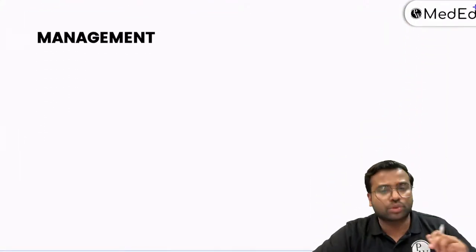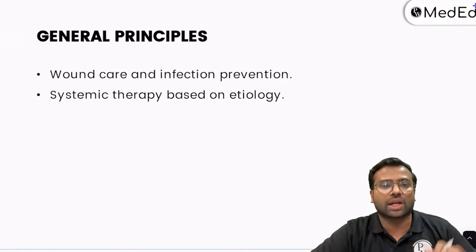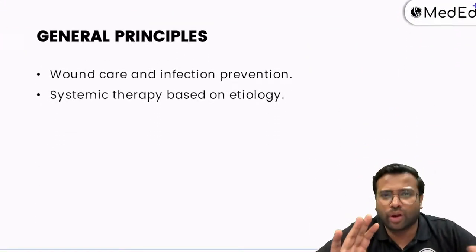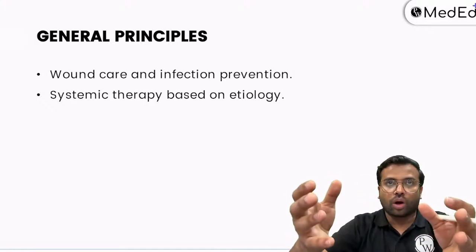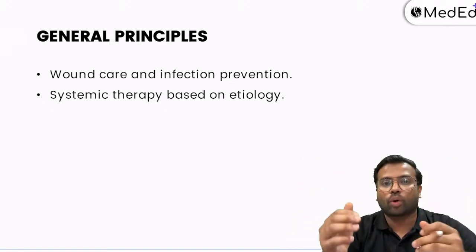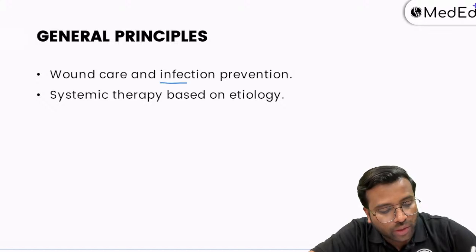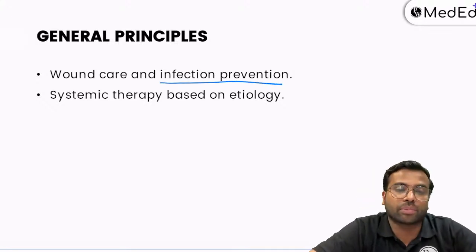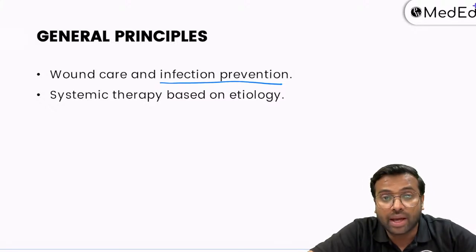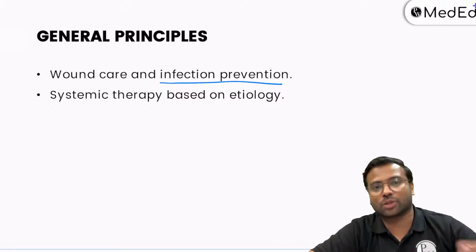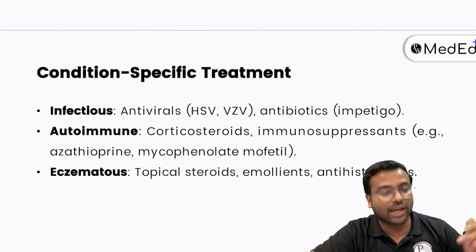And finally, when it comes to the management, there are some general principles here. We are going to take care of the wound, because every time a bulla ruptures, the patient is more prone to getting a secondary infection as well. So it is very important that you give adequate infection prevention and good wound care. And of course, we have to go for therapy according to the etiology, because based on the diagnosis, you go for the treatment, right? So what are the different scenarios here?